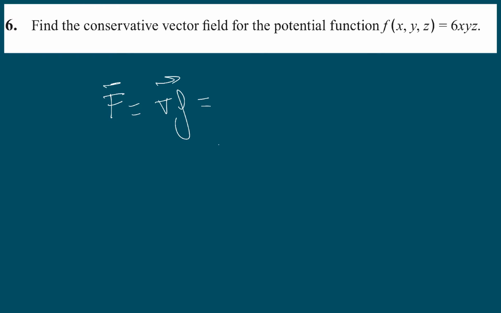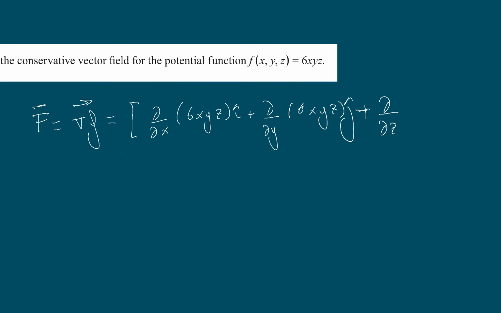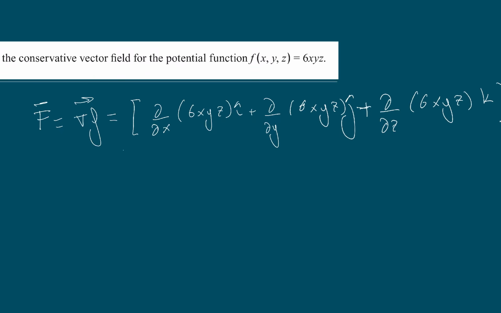To find the vector field from the potential means to find the gradient of f. And to find the gradient of f means to find the partial derivative with respect to x of the function f(x,y,z) i plus the partial derivative with respect to y of the function f(x,y,z) j plus the partial derivative with respect to z of the function f(x,y,z) k. And what is this?